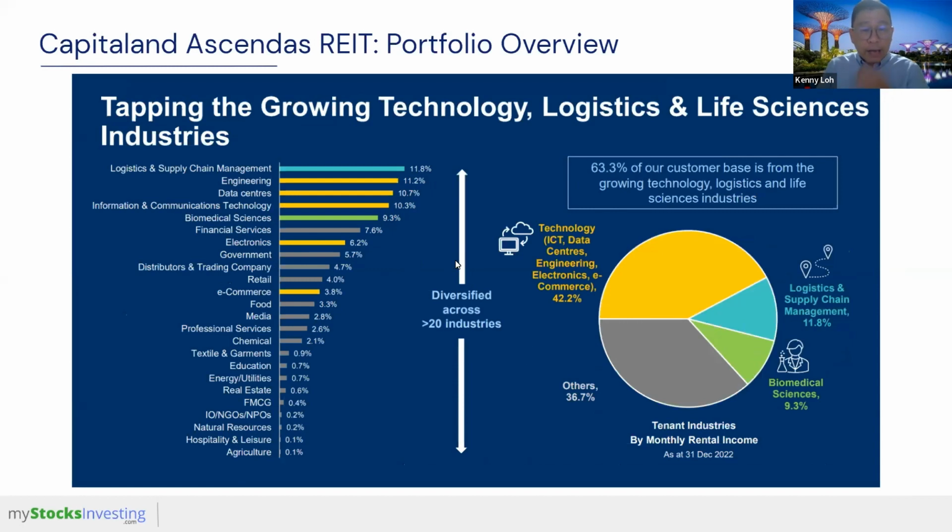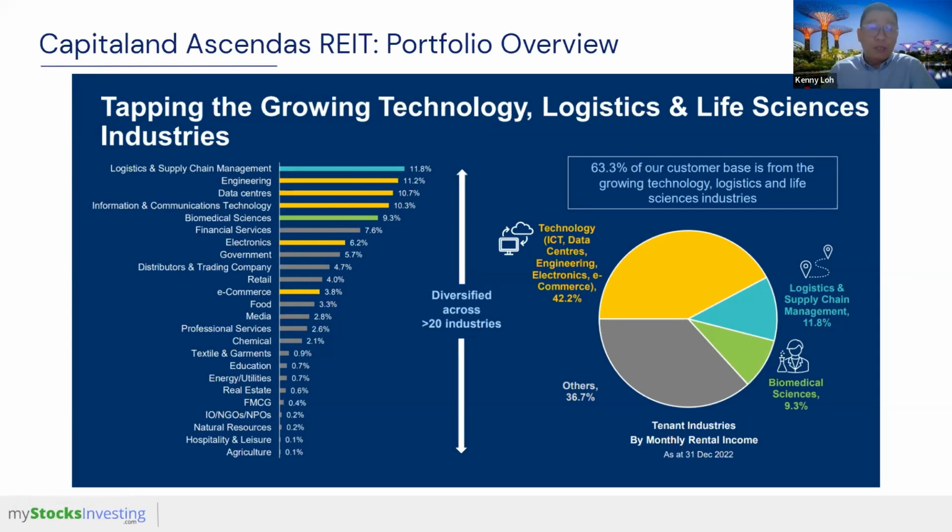Okay, and if you look at the diversification from different sectors itself, right? They have 11.8% from logistics and supply chain, engineering 11%, data center 10%. You can see that it's pretty diversified. So if there's any crisis in a certain sector, you don't really need to worry too much.